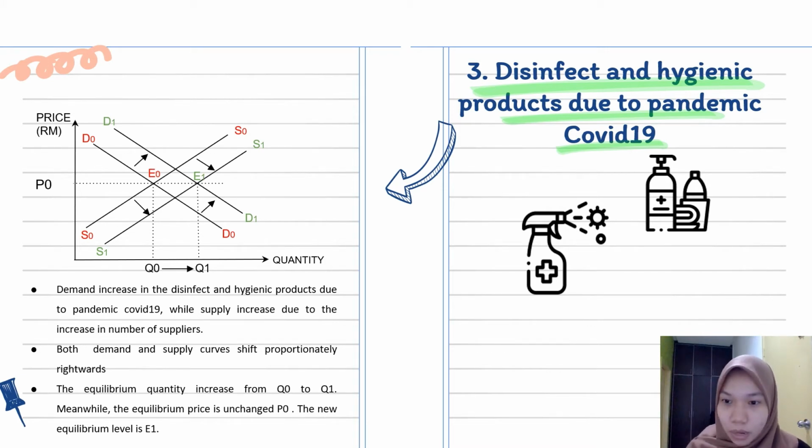there are a lot of suppliers who take this opportunity to produce similar high demand products such as disinfectant and hygienic products. And point number two, both demand and supply curves will shift to the right as they increase. And point number three, the equilibrium quantity increases from Q0 to Q1. Meanwhile, the equilibrium price is unchanged at P0. So the new equilibrium level is E1.